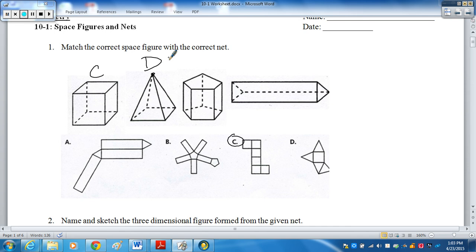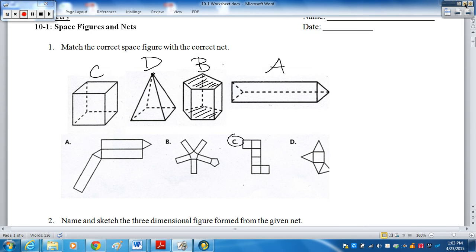The third one, you notice that the bases are the pentagons here. So it's going to be a pentagonal prism. Again, it's a prism because there are two bases, not just one. So letter B corresponds with that figure. And the last one, obviously, is going to be letter A, which is your triangular prism. Two bases, both triangles, both bases parallel and congruent to each other.